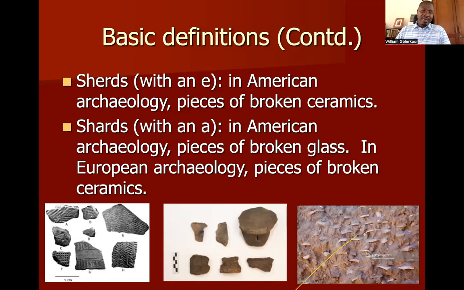So in Ghana, we say pot sheds. Then we have shards with the A. In the American context, they are referring to broken glasses. But in the European context, if you are reading European text or archaeological publication, sheds or shards with the A refer to what European archaeology calls broken ceramic. So you need to pay attention to that.